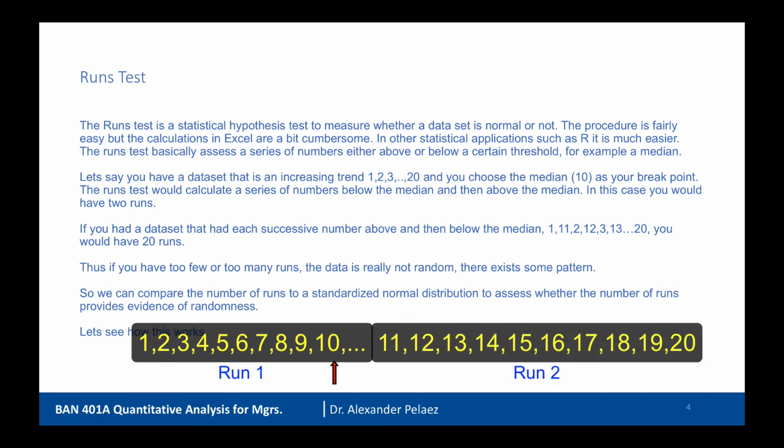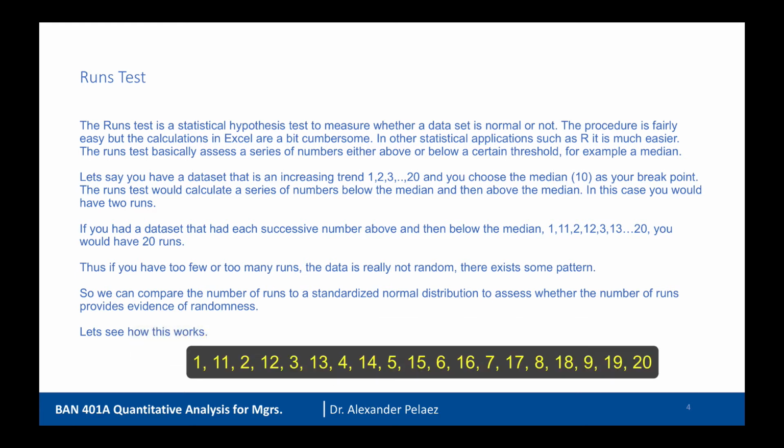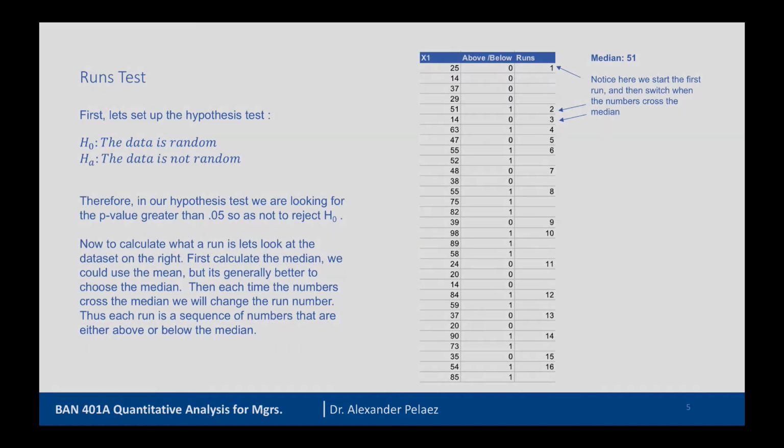Now, if you had a data set where each successive number was above and below the median, such as 1, 11, 2, 12, every time we cross the median, we end up with another run. And so therefore, we would end up with 20 runs. Thus, if you have too few or too many runs, the data is really not random. There exists some pattern. So we can compare the number of runs to a standardized normal distribution to assess whether the number of runs provides evidence of randomness. So let's see how that works.